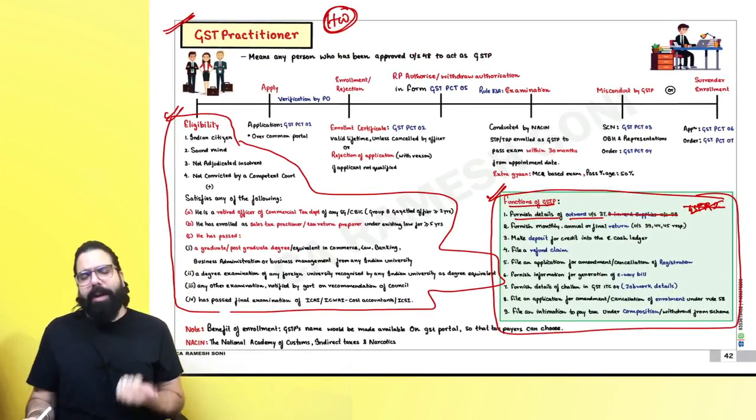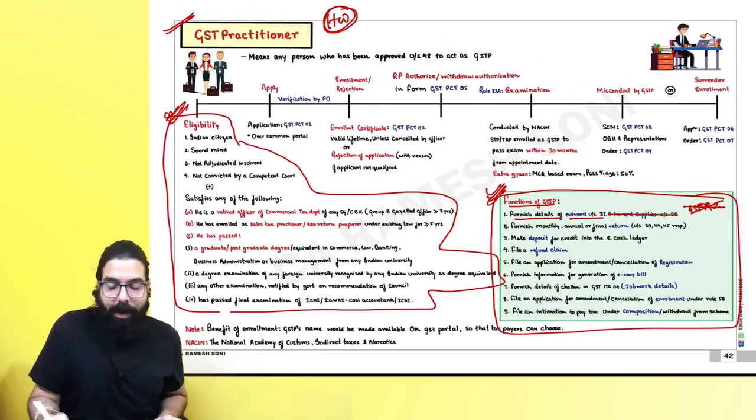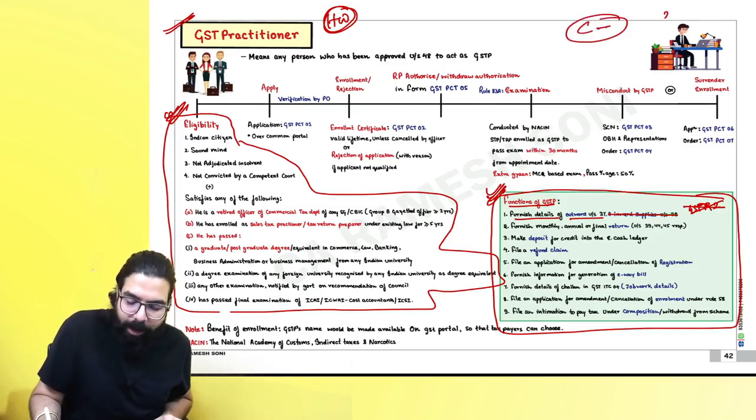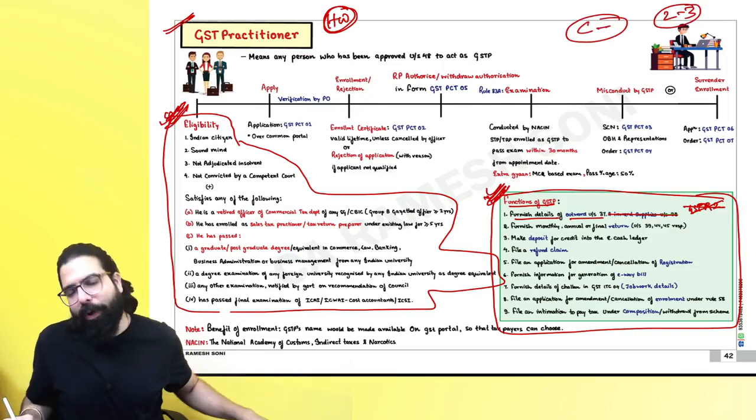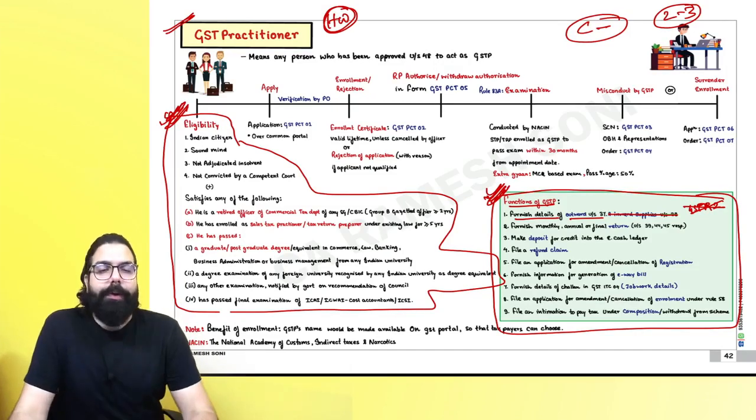Nothing to explain, it is very simple. You will be able to read at home. By chance, it comes as a C minus graded chapter for 2 to 3 marks; they can ask the eligibility or functions. Please be careful about it.